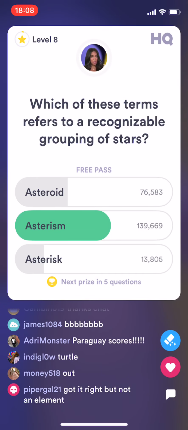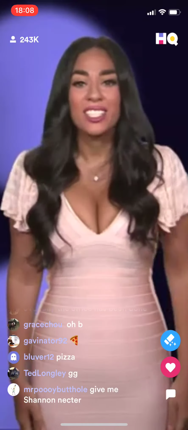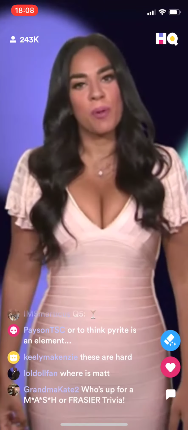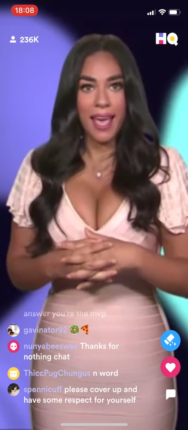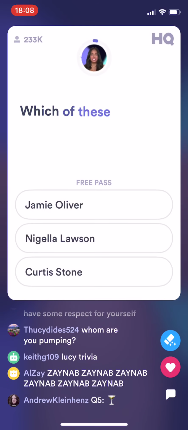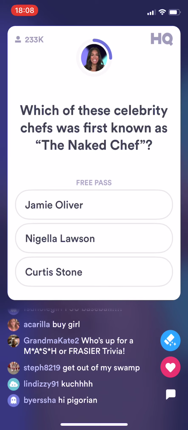Now, you may know what the Big Dipper looks like, right? But did you know it's not technically a constellation? Unofficial groupings of stars are actually called, that's right, asterisms. Yeah, interesting stuff. Q5. Which of these celebrity chefs was first known as the Naked Chef?